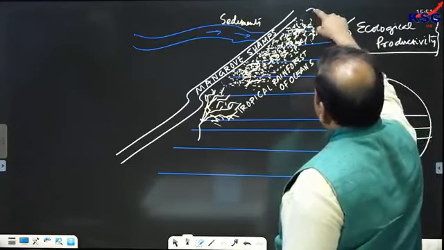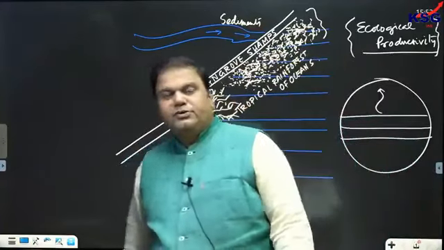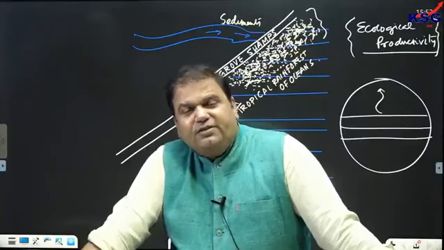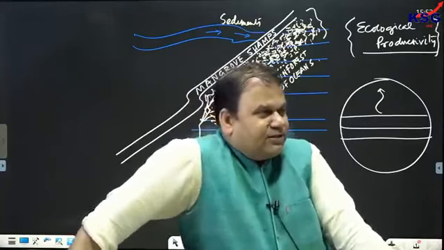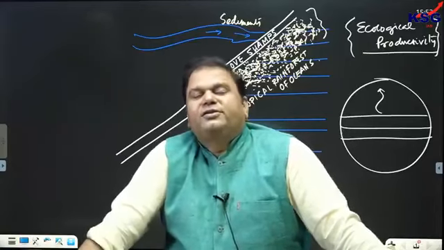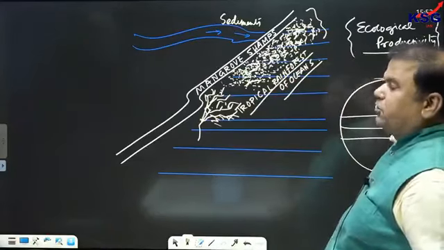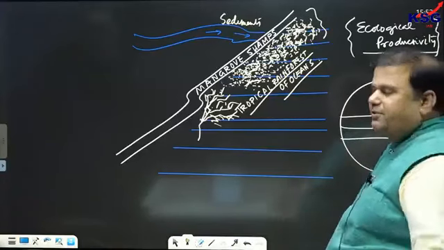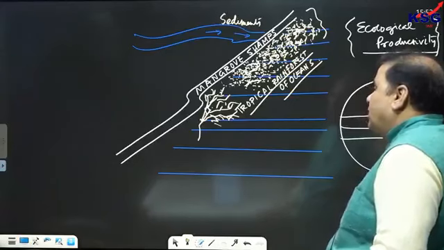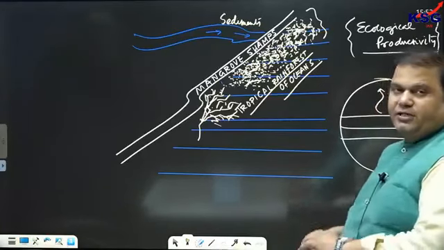But that part of the ocean which is near the coast, and where corals are also present, is called the tropical rainforest of oceans, due to high ecological productivity. Is that clear?